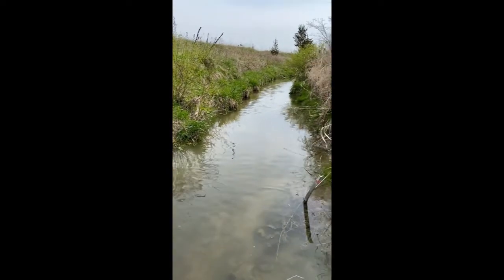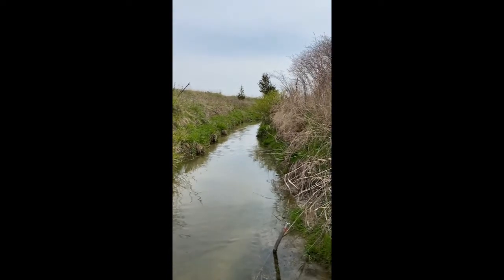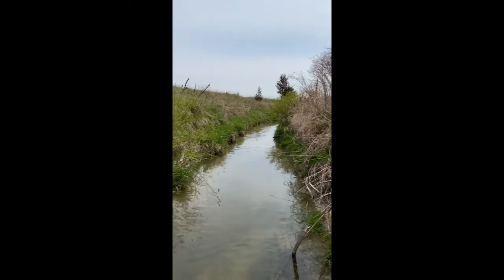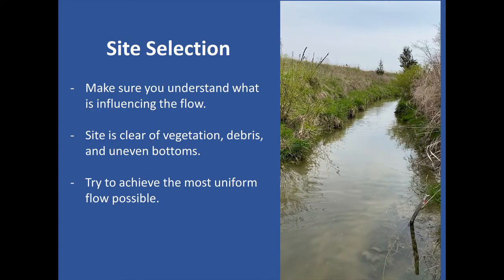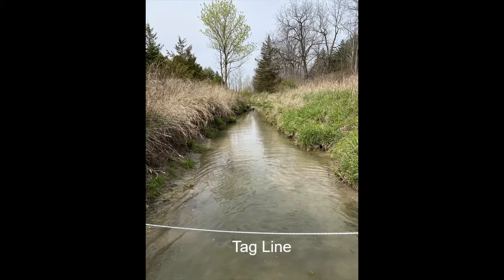At the creek, we select a site for stream flow gauging. An ideal site is clear of vegetation, debris, and uneven bottoms. We use a measuring tape, also called a tag line, to measure the width of the stream.